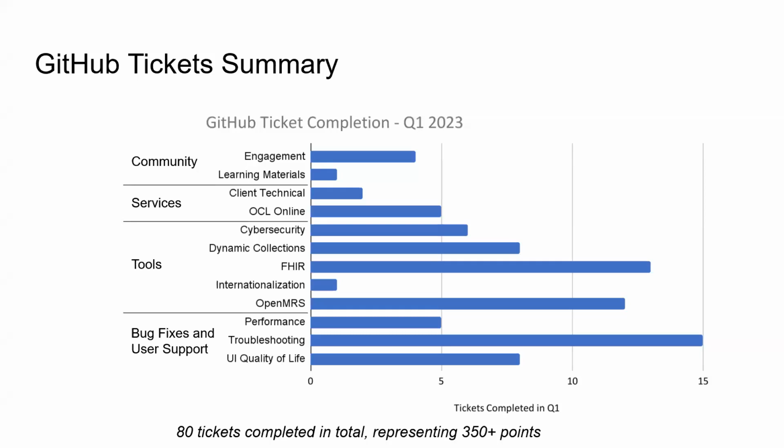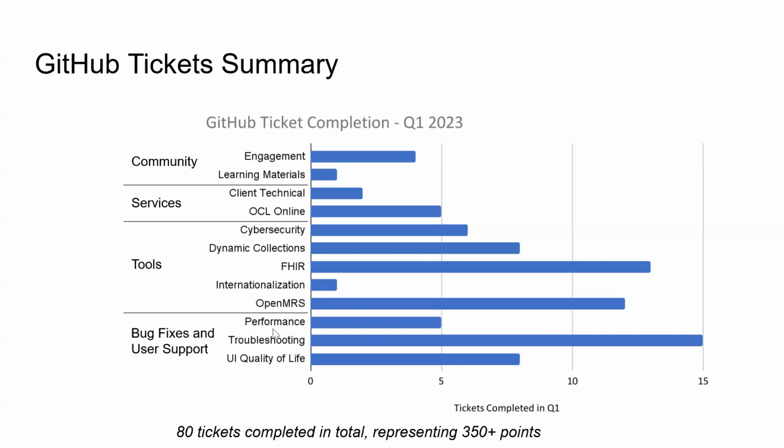So I wanted to show a quick summary of our GitHub tickets, just that we've been doing a lot of work, especially in our tools lately. And this is what we track the most in GitHub, although we do have work in our services and community. We don't track it quite as well in GitHub. But in particular, we've been focusing on a few areas. OpenMRS functionality is getting dynamic collections going. Of course, getting FHIR going has been a huge accomplishment.